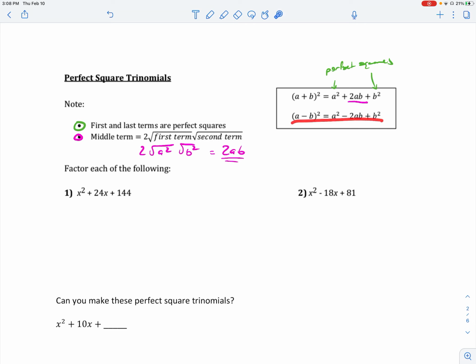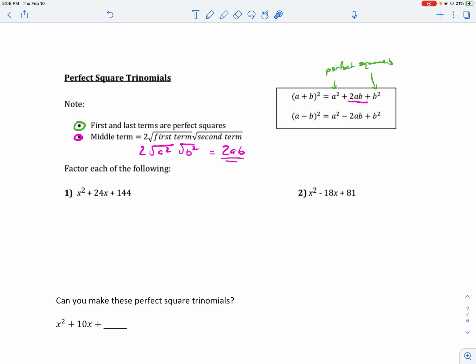All right, the second one is just listed underneath here because sometimes instead of having a positive here, we have a negative. And that's okay, we can still factor this. If this is negative, then we're just going to get the negative sign in the middle over there.